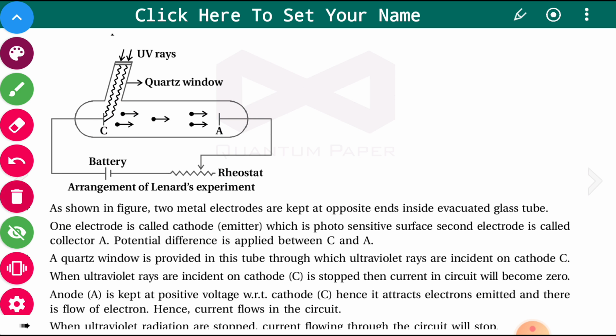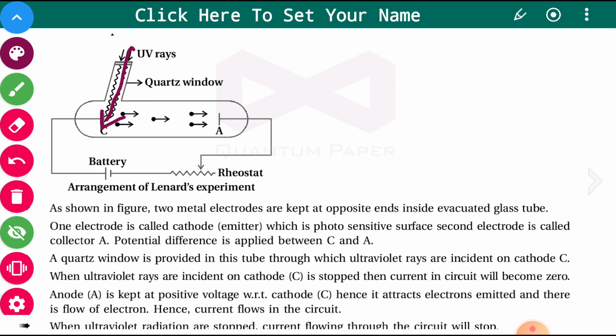Now a quartz window is provided in this tube. This is the quartz window through which the ultraviolet rays are incident on the cathode. So ultraviolet rays are incident on the cathode via this quartz window. Okay, so these are the ultraviolet rays which are incident on the cathode.